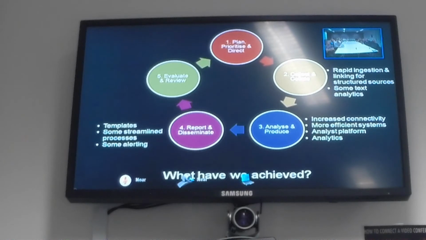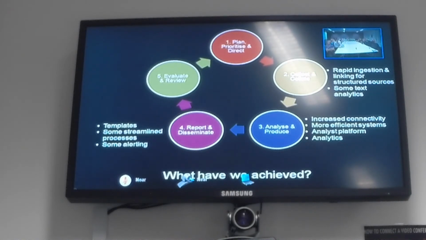We've got better connected systems. We've got more efficient systems. We've got a platform that all our analysts use, and we are using advanced analytics now to automate and find new ways of doing that task. In phase 4, the report and disseminations, we've got new ways of getting the information out, much more streamlined processes, improved templates, and we've also started to do alerting of our partners in an automated way.